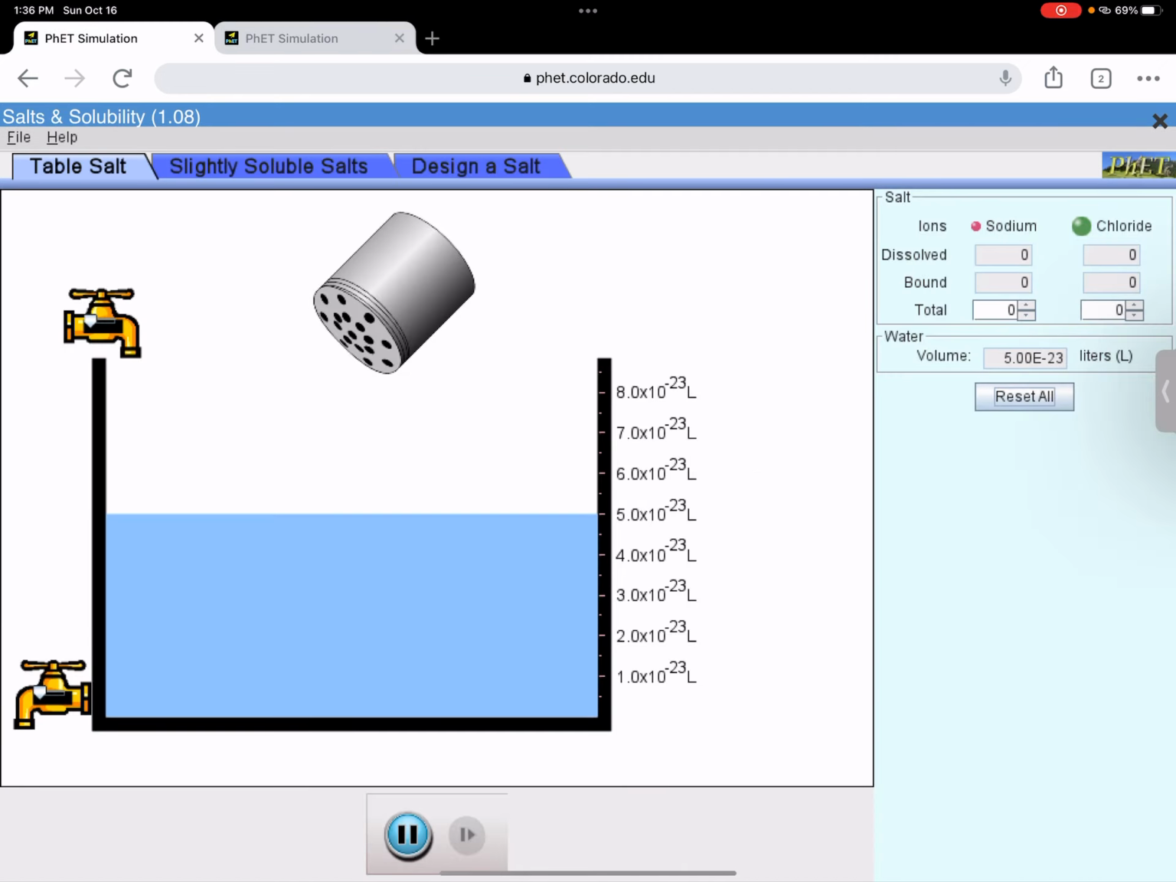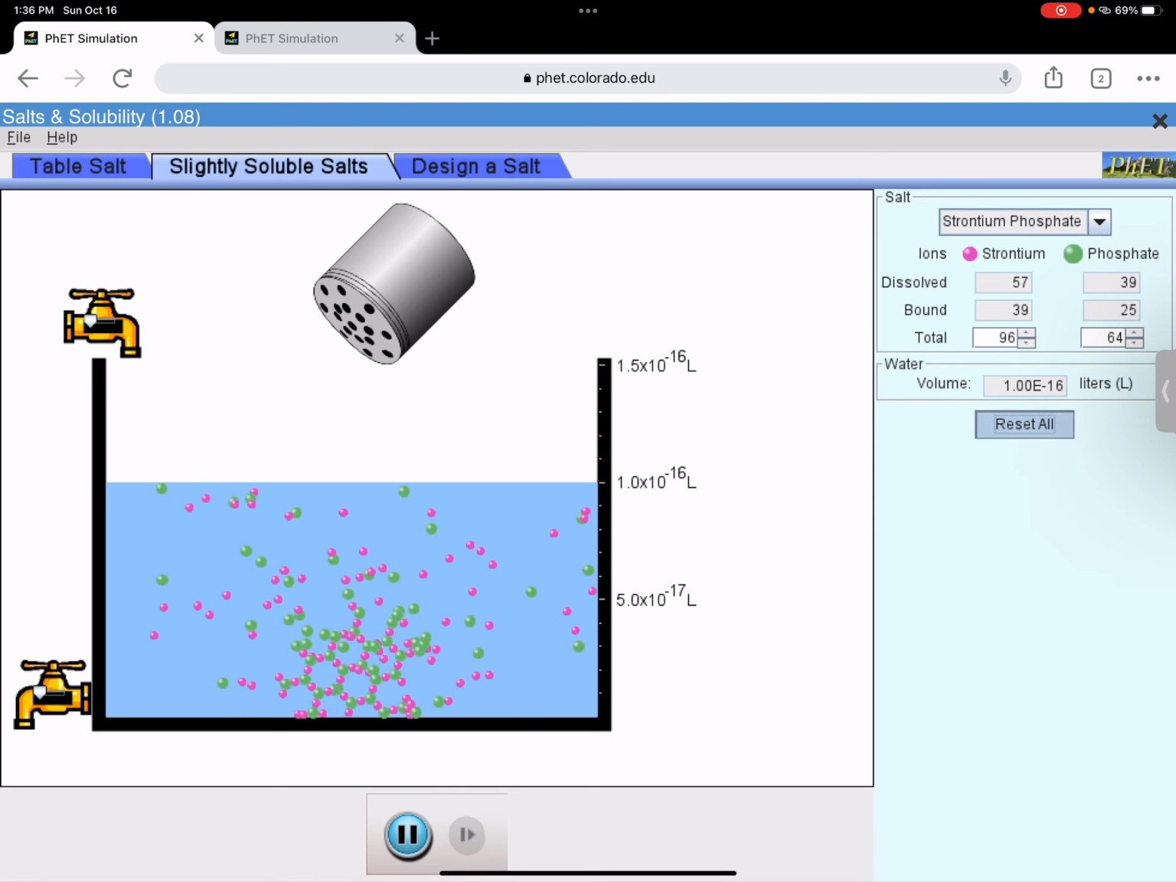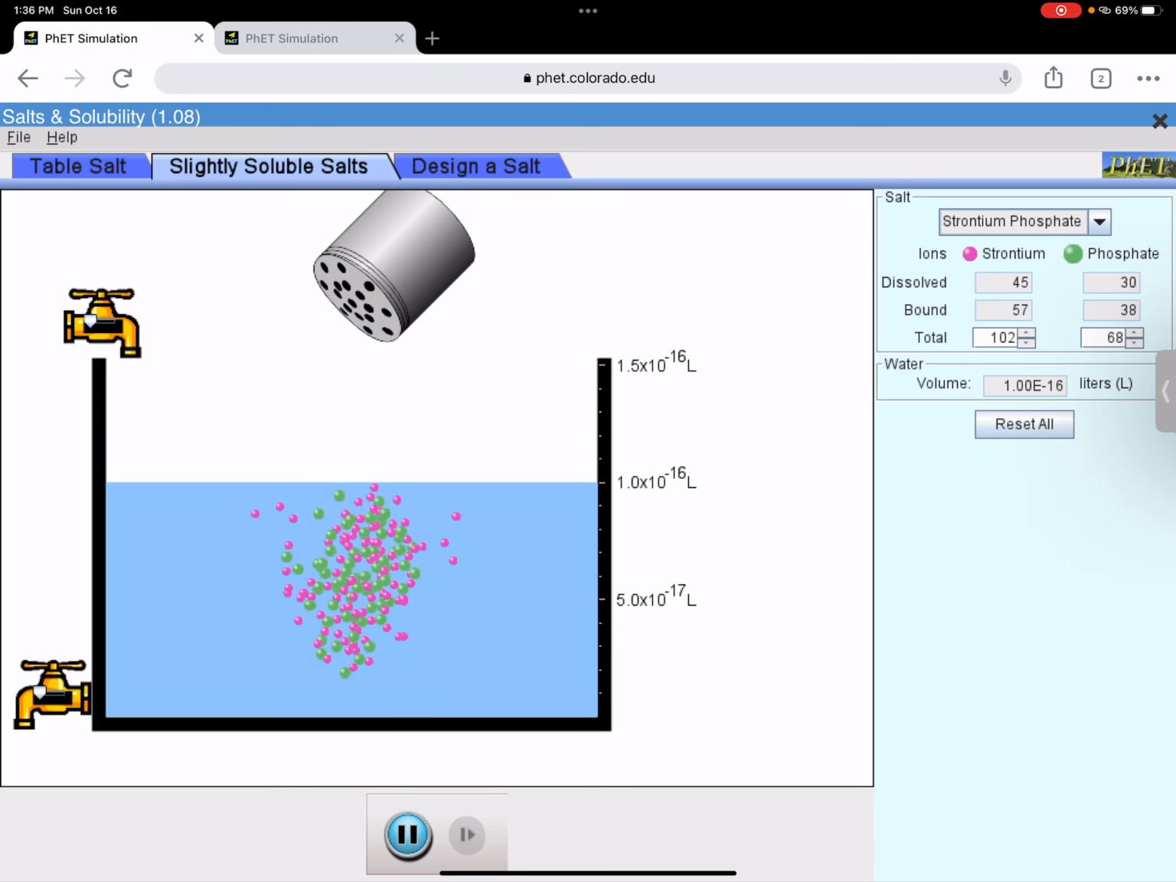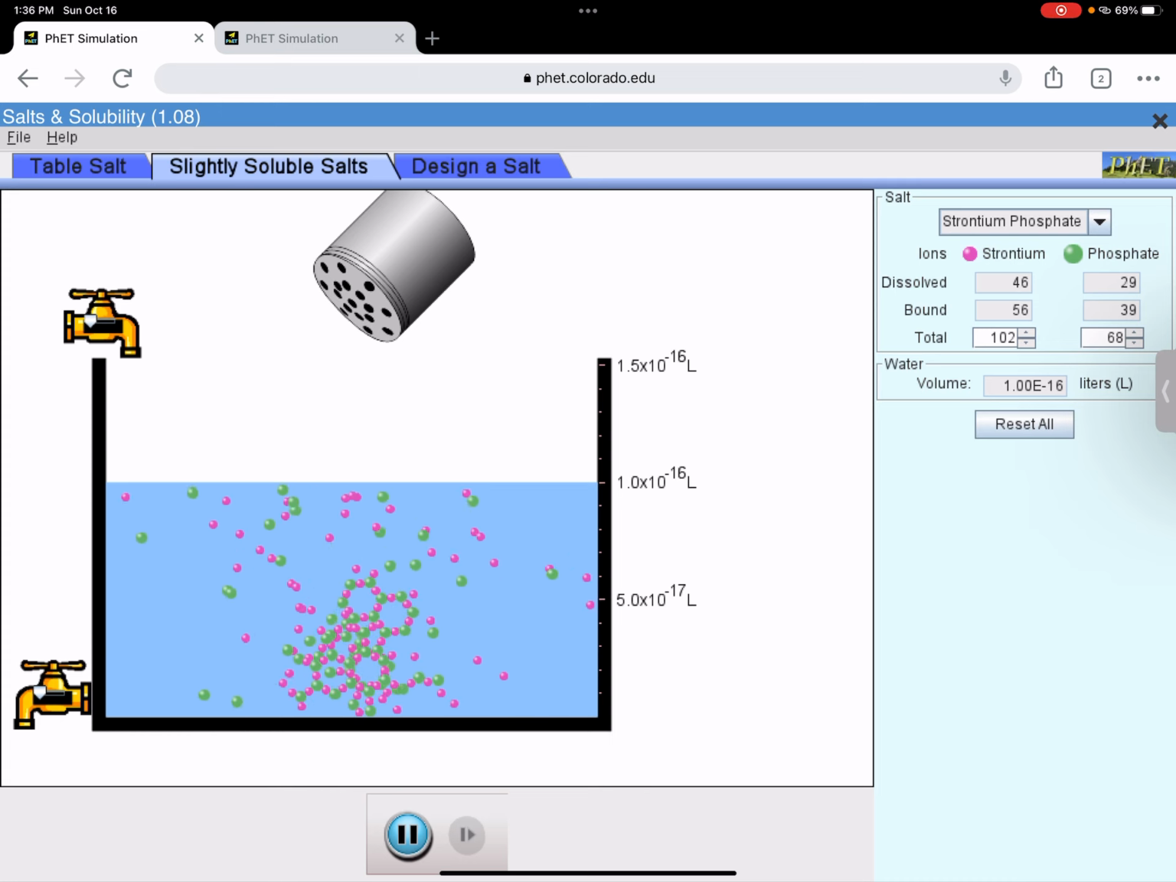And I have a similar simulation, but this one shows it better. So in this case, I have something that is slightly soluble. So you can see some of them are falling apart and some of them aren't. You can kind of see some of them are sitting on the bottom. And if you watch it carefully, it'll rejoin and unjoin. And so in this case, it's just slightly soluble, and some of it just won't dissolve in.